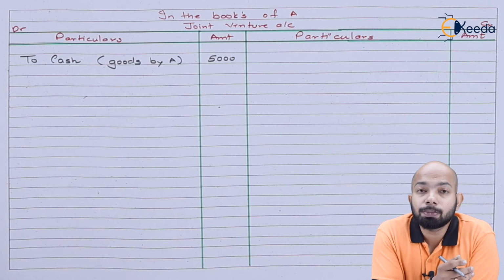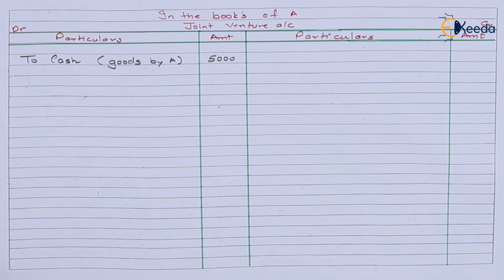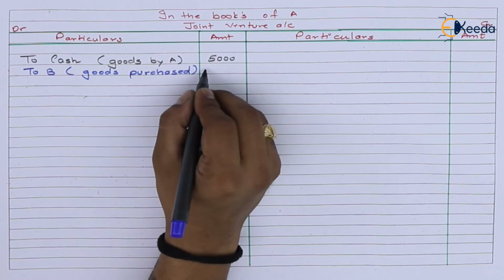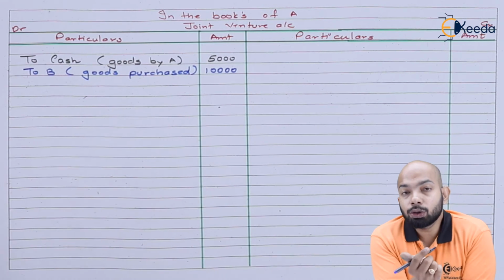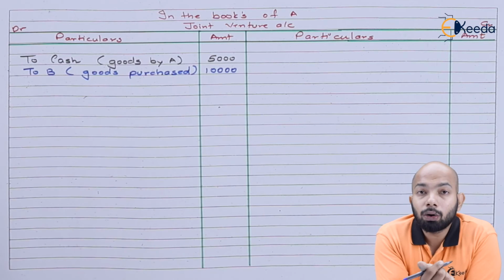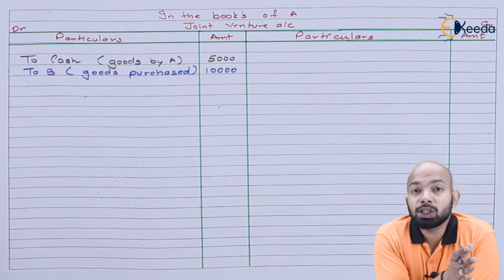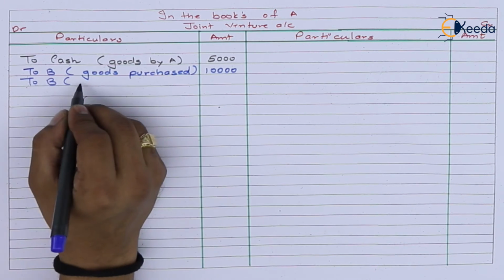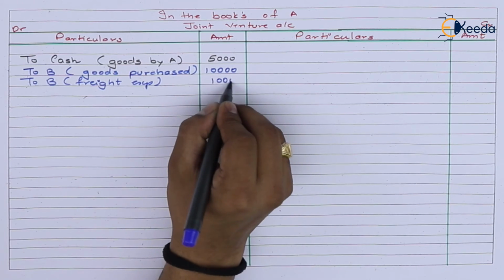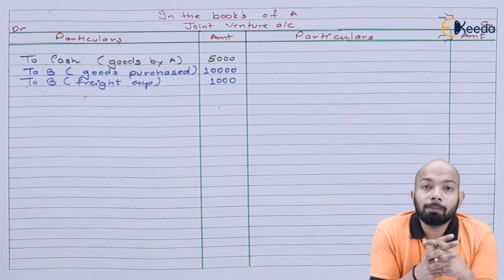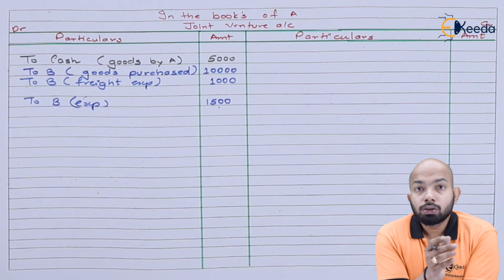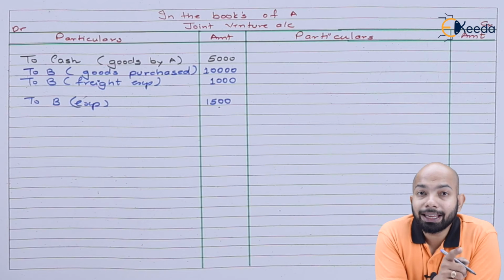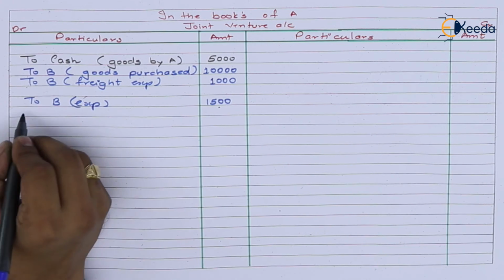Now, let's mention the goods purchased by B here. That has also been mentioned along with the amount, that is 10,000. The next expense was done by B where freight expenses were paid. So that will also be mentioned here. Now the next will be the expenses done by both A and B, which will be recorded here. So B made an expense of 1,500, that has been recorded. Now the expense done by A will be recorded as to cash expense.